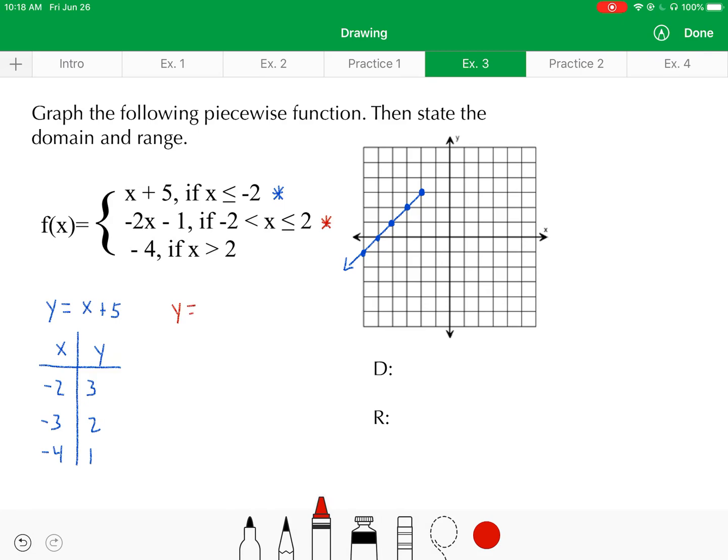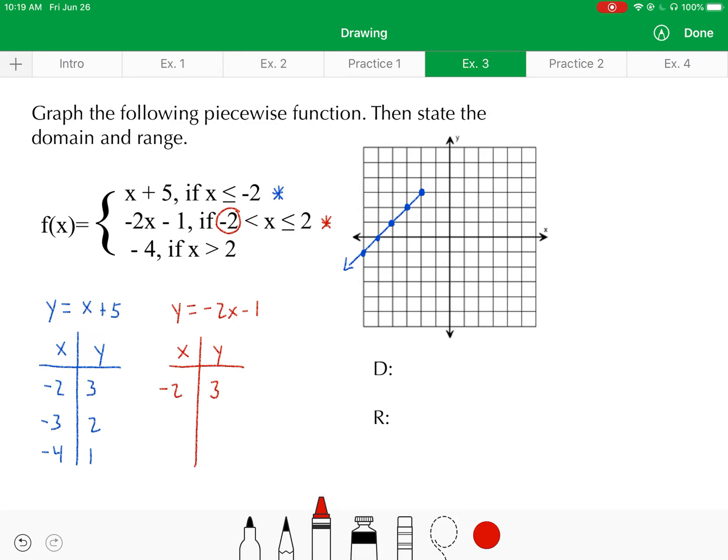It has a rule that y is equal to -2x minus 1. Again, I'll make a table. And I'm going to start by plugging -2 in, which is this value within the domain. Okay, so -2 times -2 is 4. 4 minus 1 gives me 3. All right, now notice that's resulting in the exact same point that the first piece resulted in. Okay, the only difference is technically this point is not included in the middle piece.